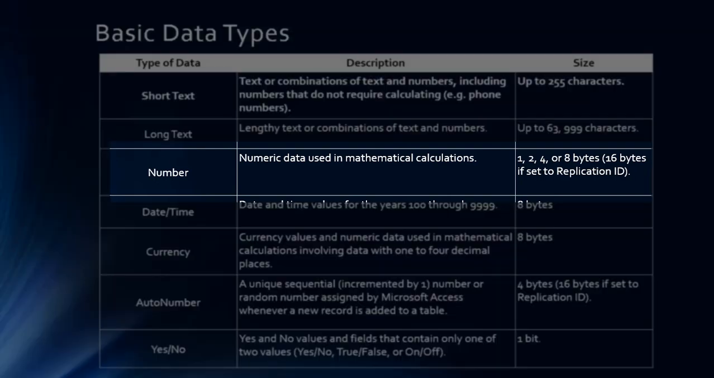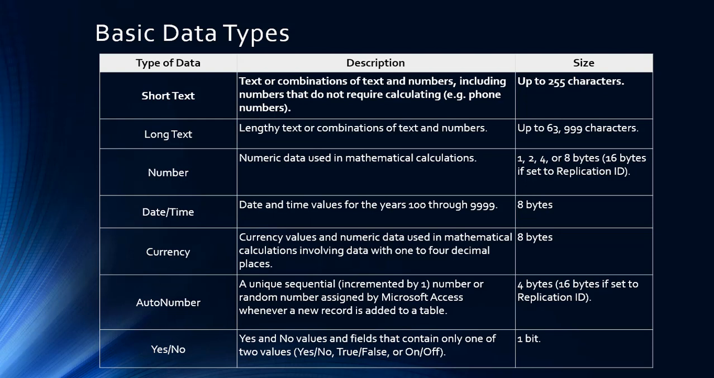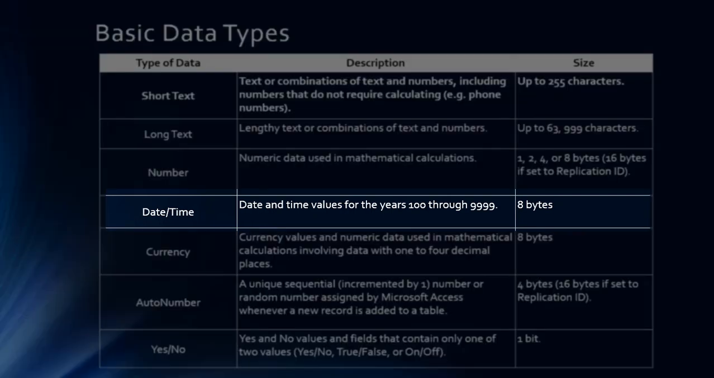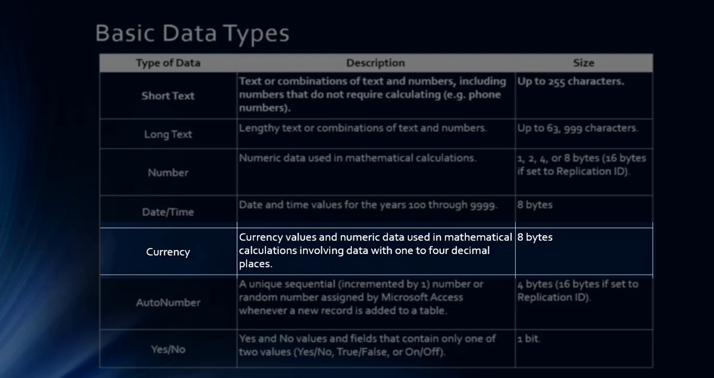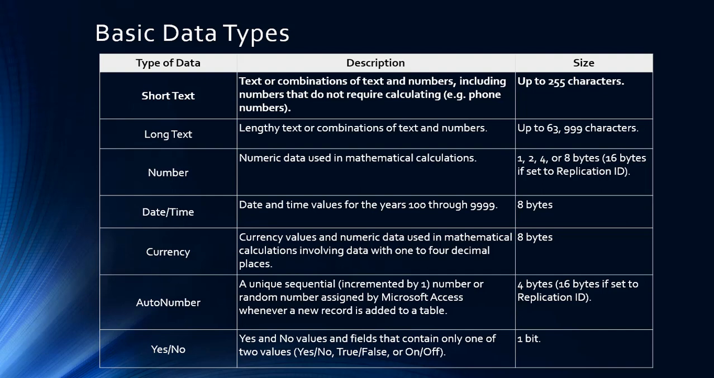Number. Store numeric data used in mathematical calculations. It consumes 1, 2, 4, or 8 bytes, 16 bytes if set to replication ID. Date and time. Store date and time values for the years 100 through 9999. It consumes 8 bytes of memory. Currency. Currency values and numeric data used in mathematical calculations involving data with 1 to 4 decimal places. It also consumes 8 bytes of memory.